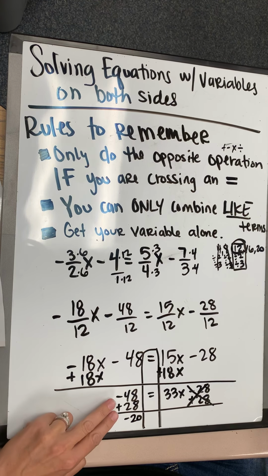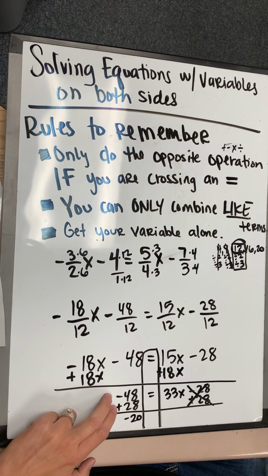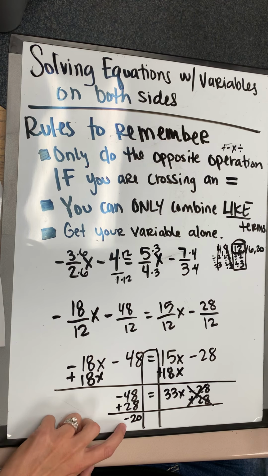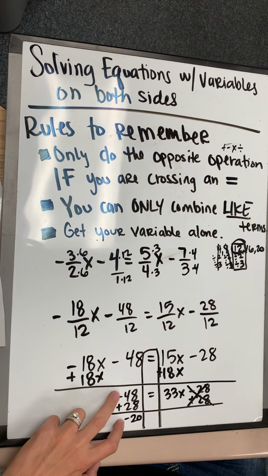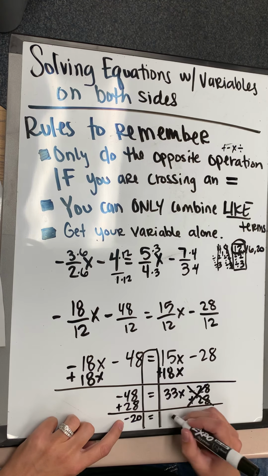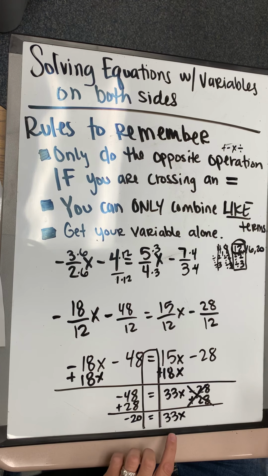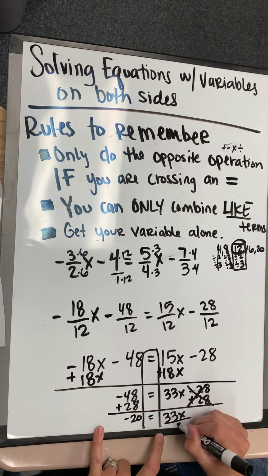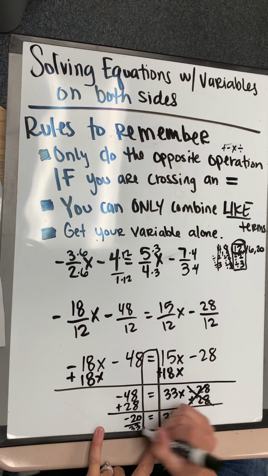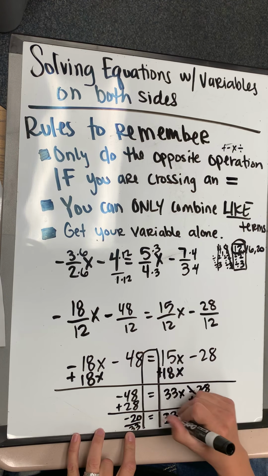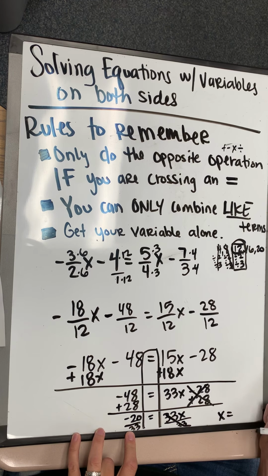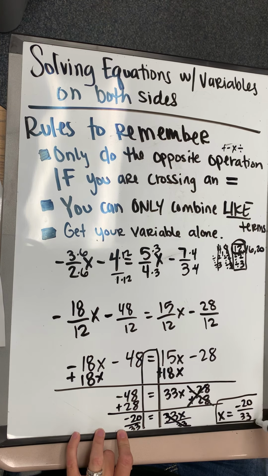I look at it and I can see that I have 2 opposite signs. I have a negative and a positive. So I know I'm finding the difference of these numbers. The difference of the numbers is 20, and it's going to be a negative because my bigger number was a negative. And that is equal to 33x. So to get rid of the 33, I would divide by 33, and I would divide by 33. This gives me a 1, so I still have an x there, and it is equal to a negative 20 over 33. That won't reduce at all. That right there is going to be my answer.